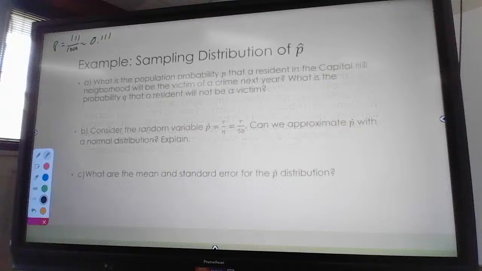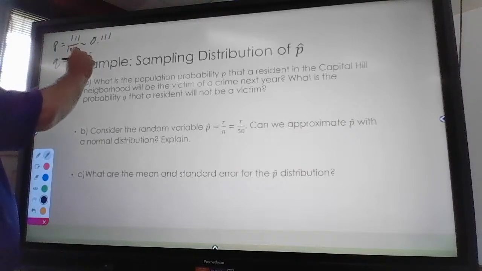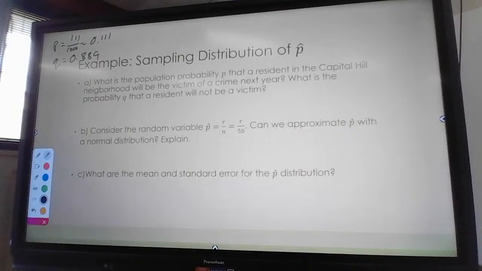Here's the question. What is the population probability P that a resident in the Capitol Hill area will be the victim of a crime next year? We've already calculated that. What is the probability Q that a resident will not be a victim? So Q is the complement of that, which is 0.889. Part B. Consider the random variable P hat equals R over N equals R over 50, because remember, 50 is the value of N. Can we approximate P hat with a normal distribution?